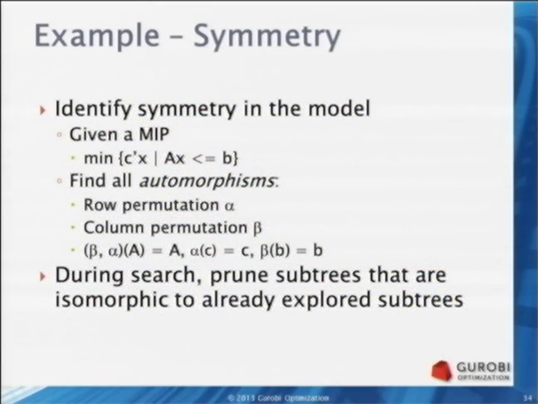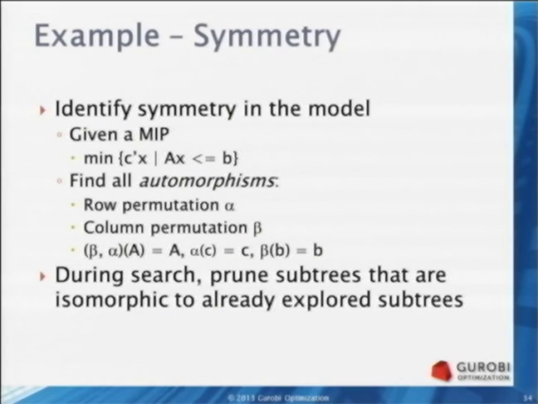Another thing we do at the root node is symmetry detection. It turns out it's quite common in mixed integer programming problems to have automorphisms, to have permutations that basically map the model back to itself. So given a model c transpose x, Ax less than or equal to b, an automorphism is a row permutation and column permutation that maps the constraint matrix, the objective vector, and the right-hand side back to itself.